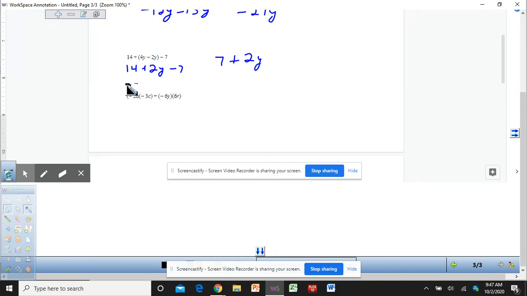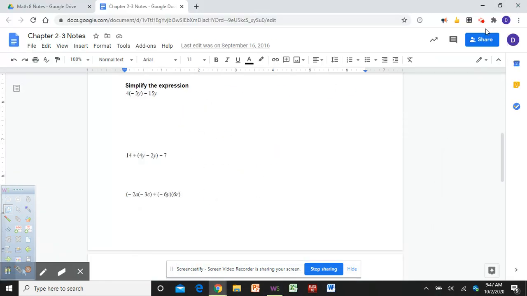Okay, same thing on the next one. Do our parentheses first. So negative 2a times negative 3c. You can multiply those together. And what happens when you do that is if I take negative 2 times negative 3, I get 6. And then all you have to do is add the ac at the end. And then plus negative 6 times 6 gives me negative 36. And then y times r is ry. I can't combine these because they're not the same variable. So you're done. There would be your answer.